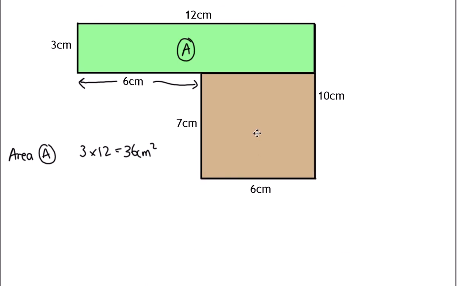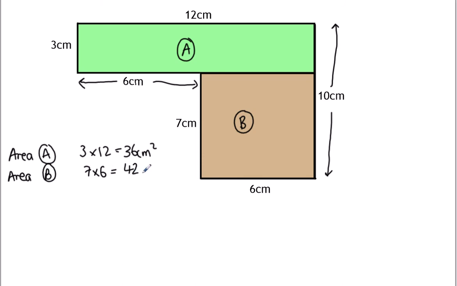The 10 is the green one and the brown one added together. So the 10 doesn't help me on the area. I need to use the 7 and the 6. So area B, 7 times 6 is 42 centimeters squared, which means the total 36 add 42 is 78 centimeters squared.